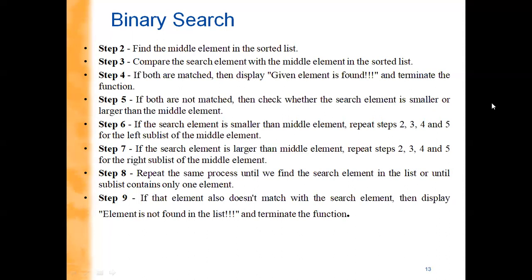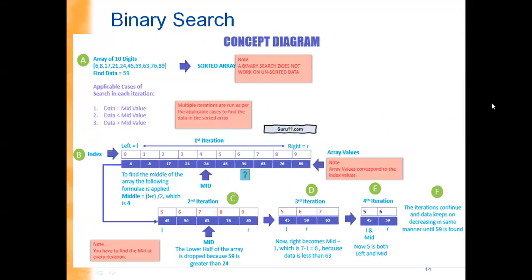If the search element is smaller than the middle element, then repeat steps 2, 3, 4, 5 for the left sublist of the middle element. If the search element is larger than the middle element, then repeat 2, 3, 4, 5 for the right sublist of the middle element. Repeat the same process until we find the search element in the list or until the sublist contains only one element. And last, if that element also doesn't match the search element, then display that the element is not found in the list and terminate the function.